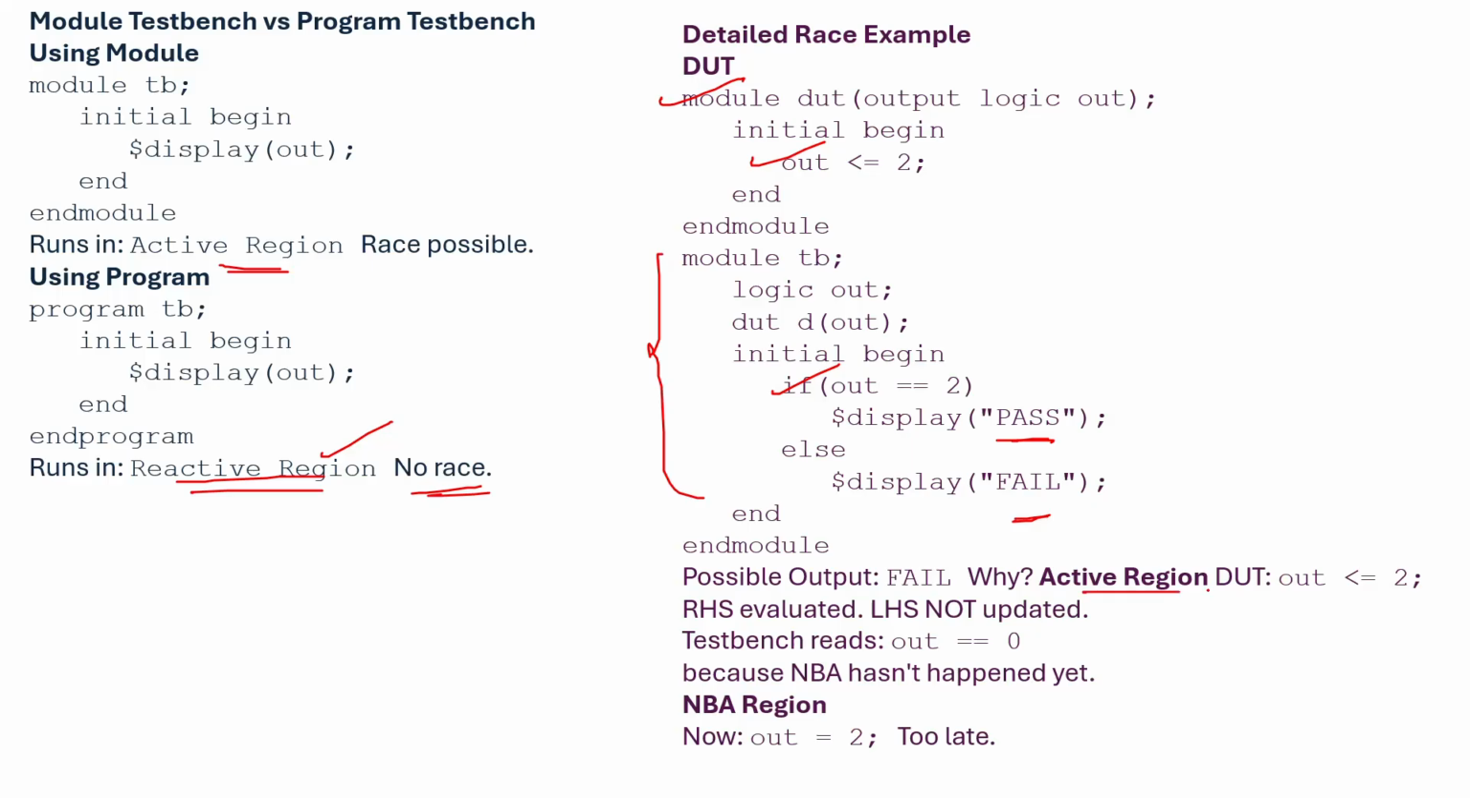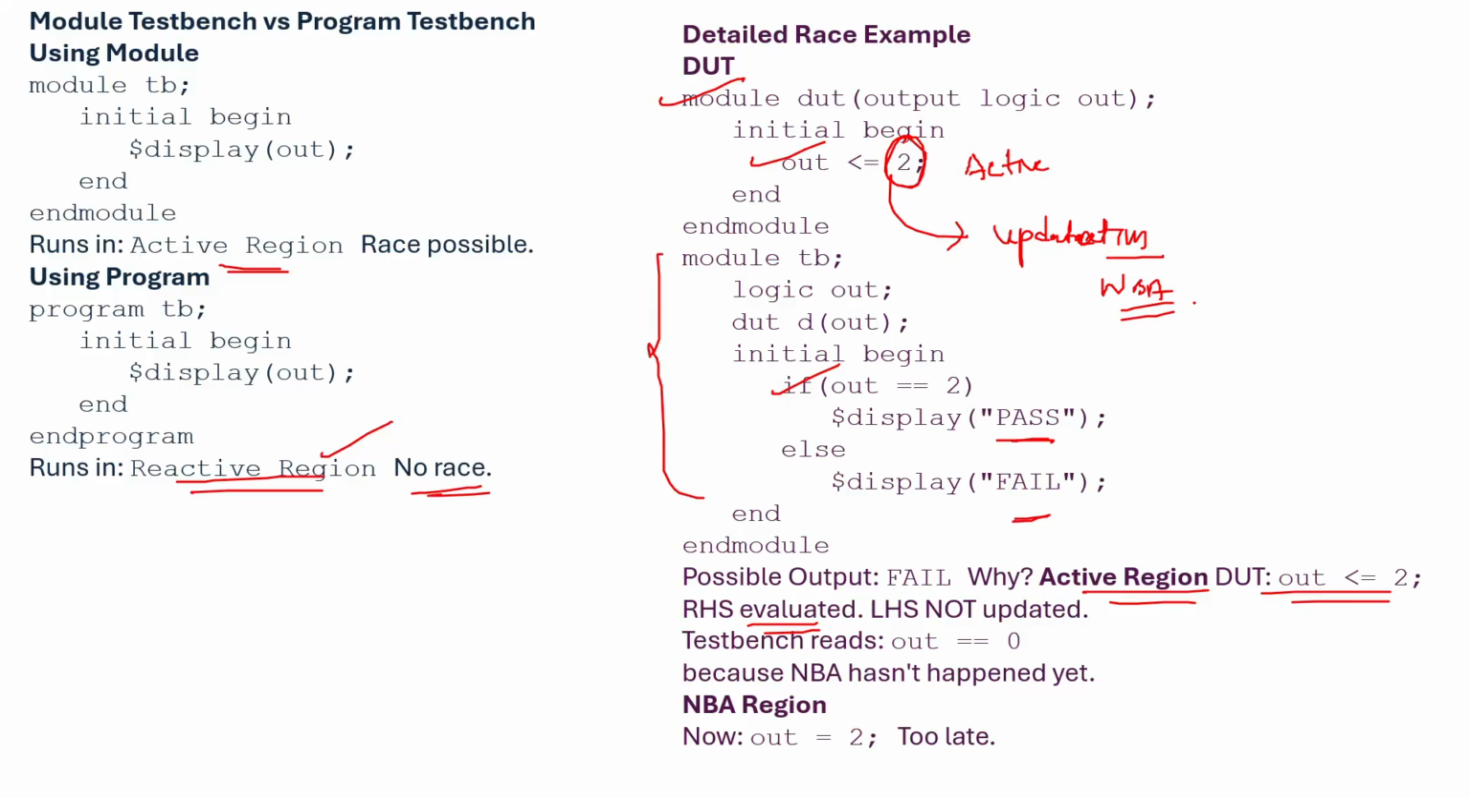Why? Because the DUT is executed in the active region, and then the RHS is also evaluated. RHS is evaluated in which region? This is also the active region. RHS is evaluated in the active region, right? But the updation will happen in which region? The NBA region. Means it is taking some time, right?